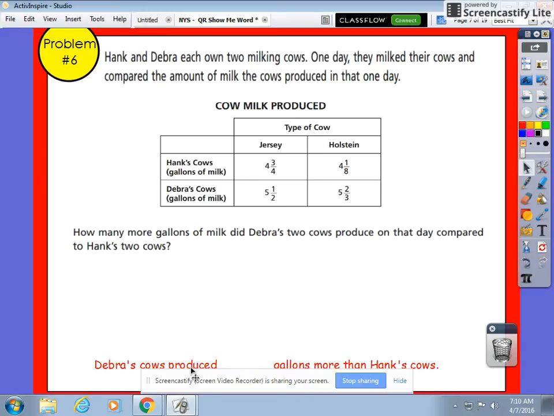So let's work on problem number 6. Please follow along as I read the problem aloud. Hank and Deborah each own 2 milking cows. One day they milked their cows and compared the amount of milk the cows produced in that one day.